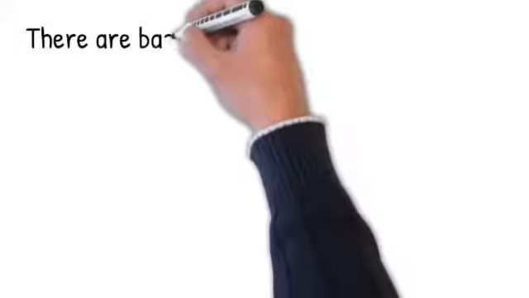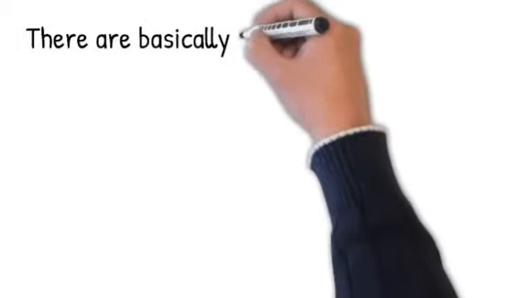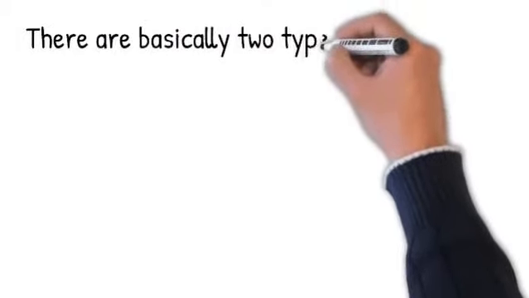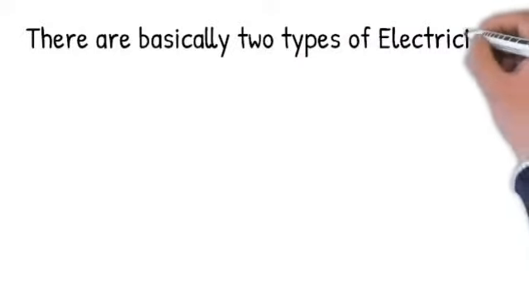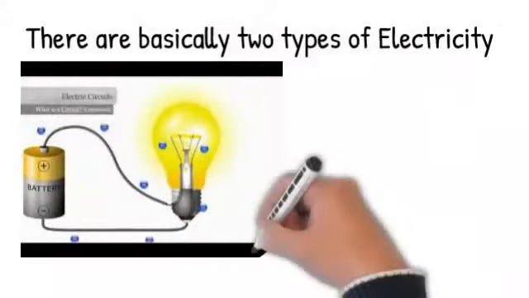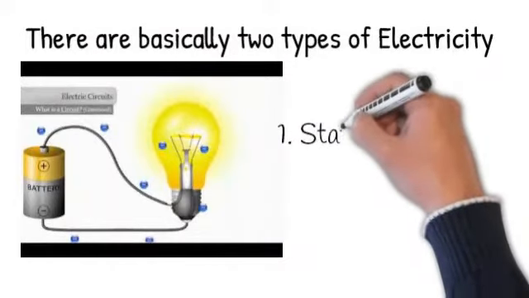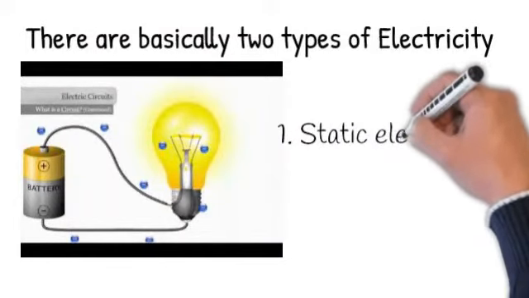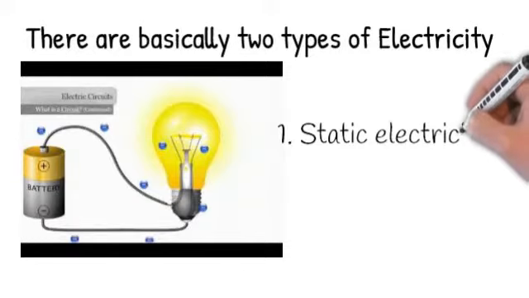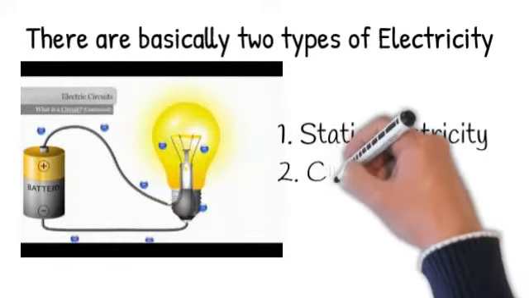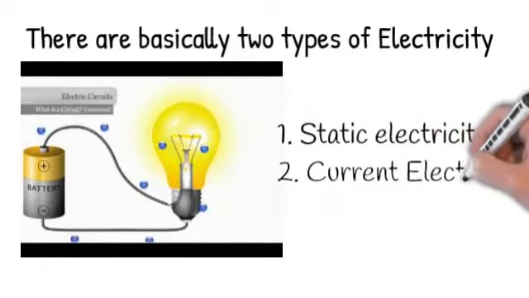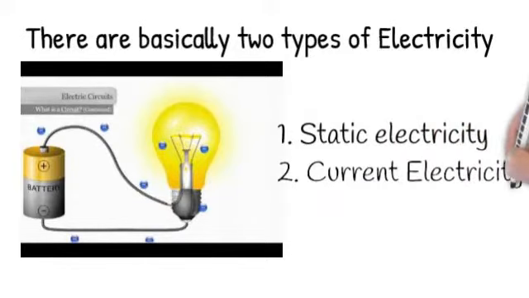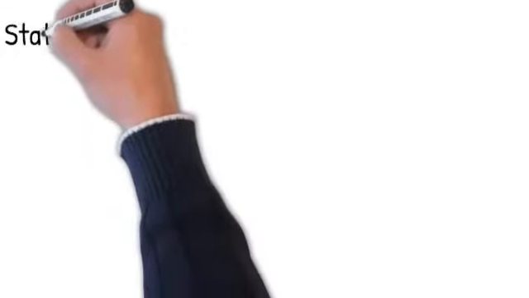Now, there are basically two types of electricity. The first type of electricity we have is called static electricity, while the second one is called current electricity. Now let's look at the first one, which is static electricity.